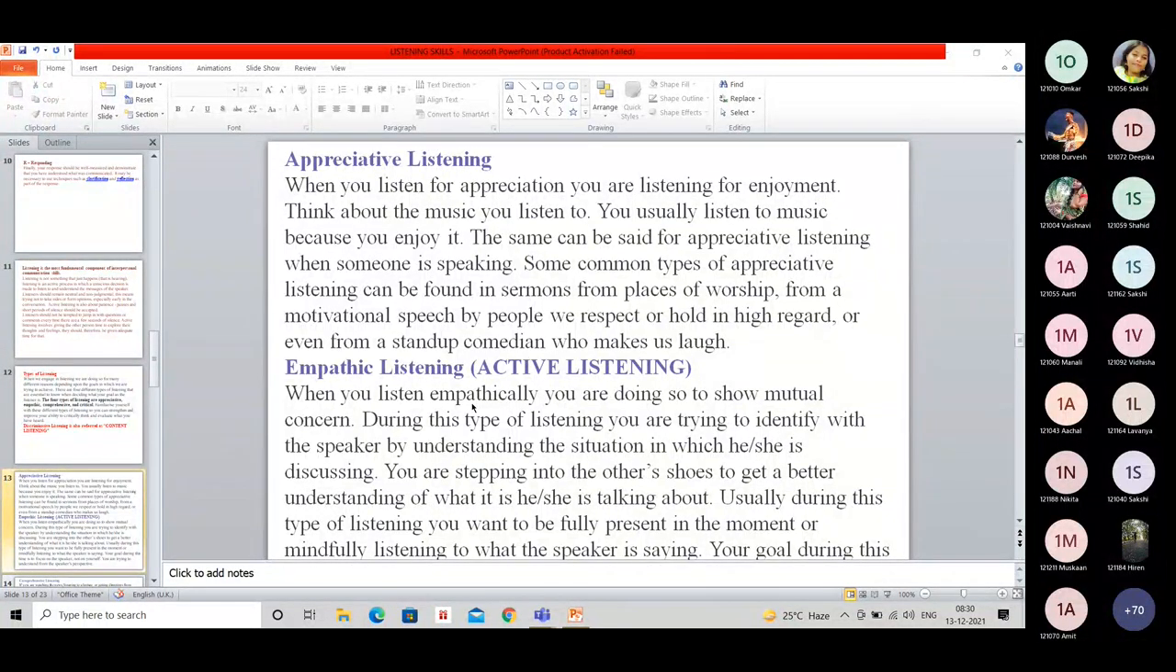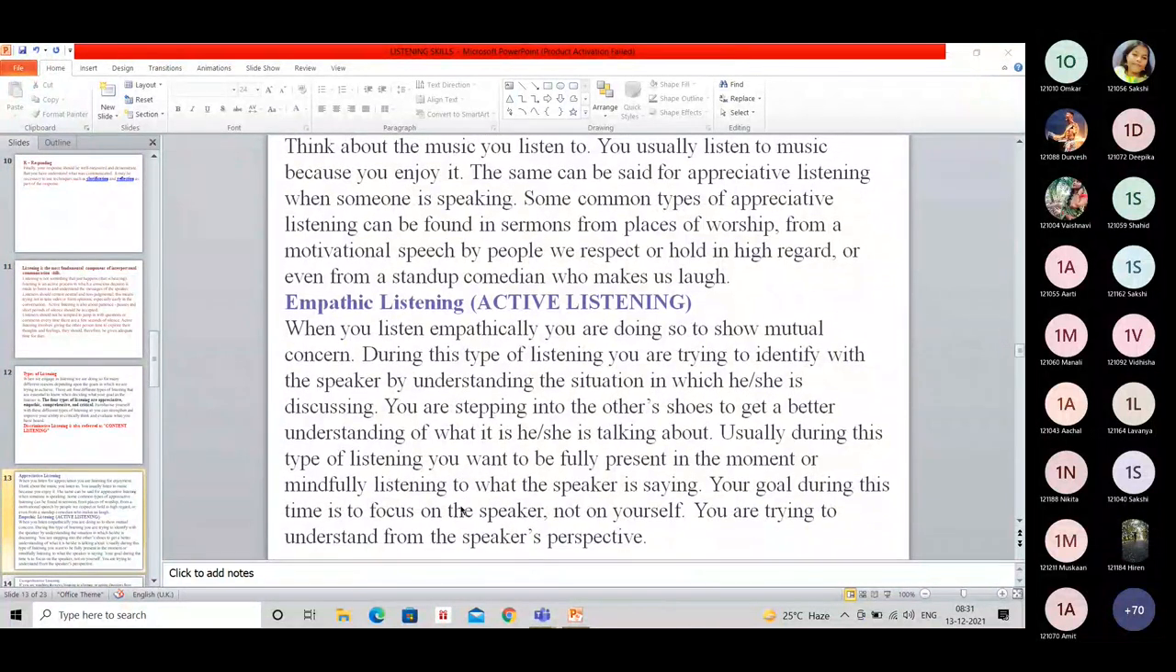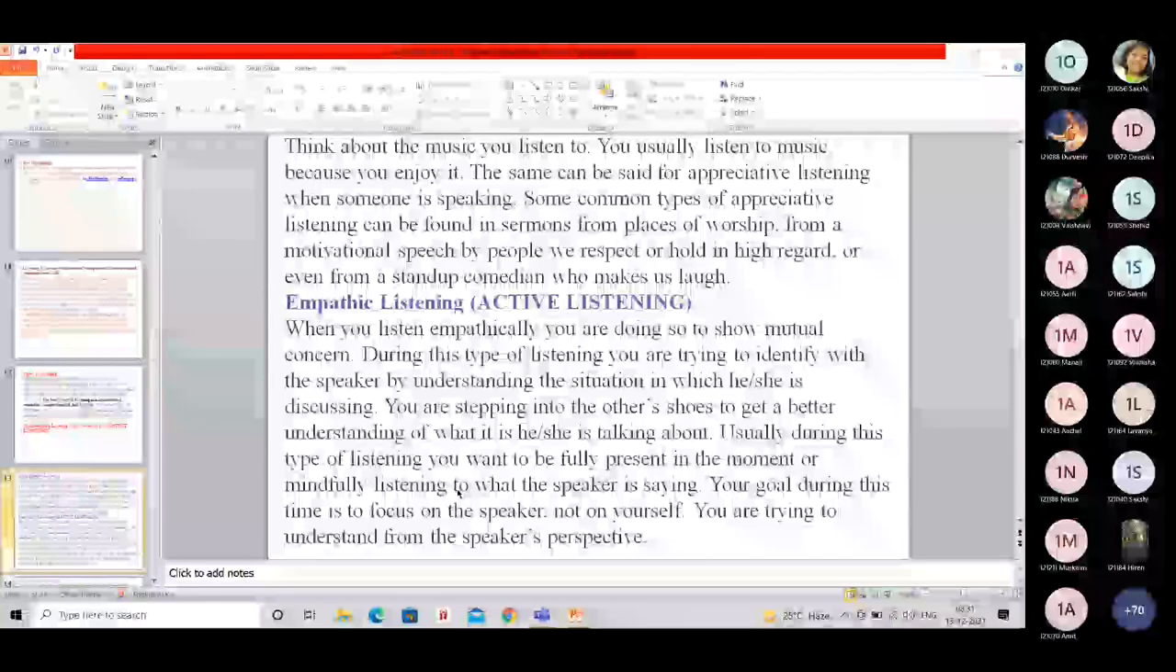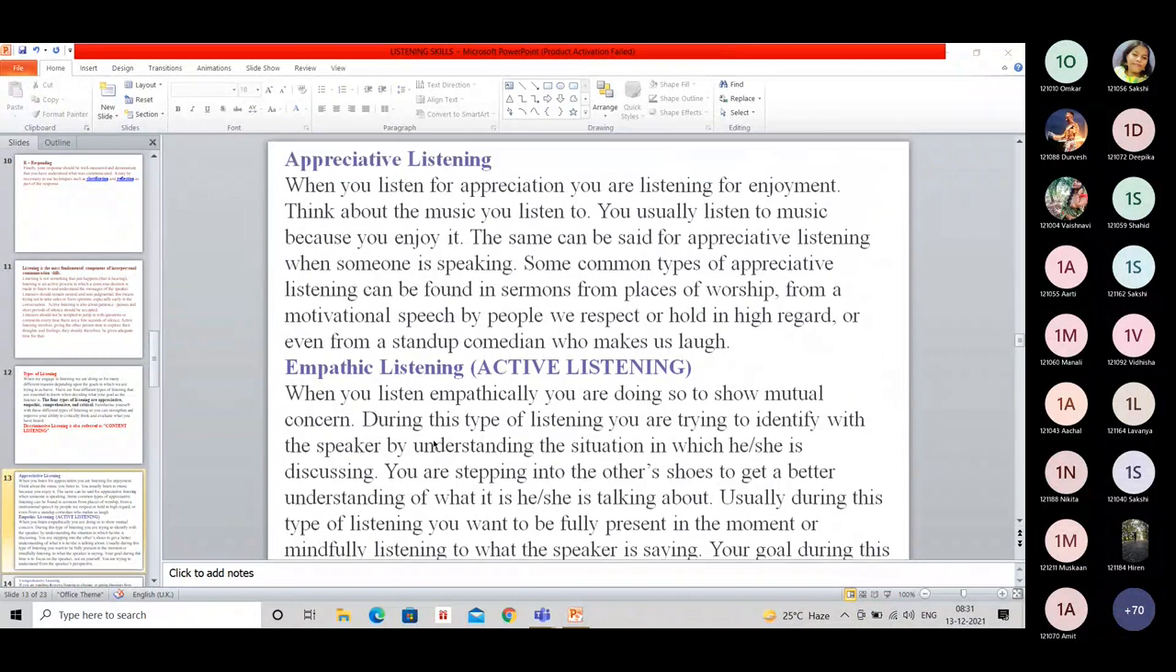So empathic listening would be when you are trying to listen to somebody out of empathy. You are thinking, okay, the speaker is speaking to us. How about the role reversal? If I were in that speaker's place, how would I feel if nobody listened to me? So you listen to that person because you are feeling the pain of that person, the trouble that the speaker is taking. So you are trying to understand the perspective of the speaker, the feelings, the concern from the point of view of the speaker. Everybody understood the difference between appreciative and empathic?